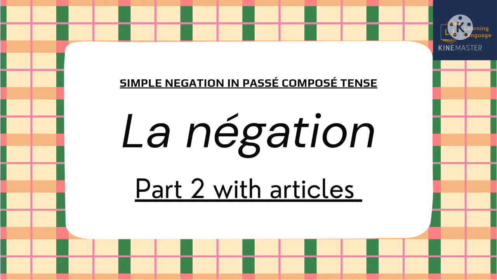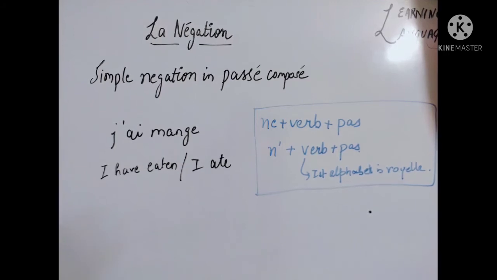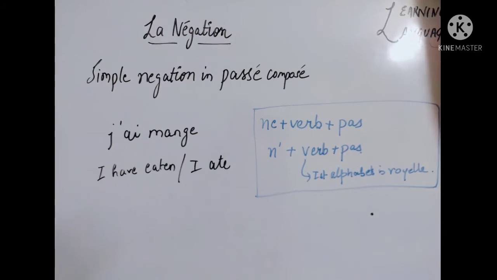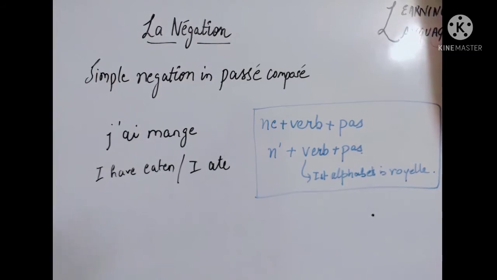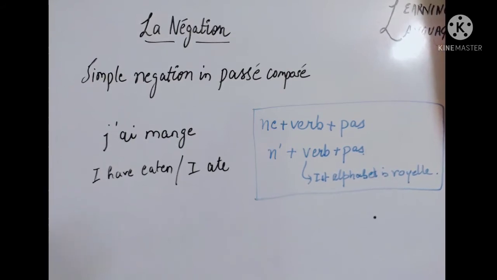Now, how to use NE PAS in passé composé? It is a past tense. So, how do you put NE PAS while using a passé composé? The formula is still the same: NE plus verb plus PAS. NE comes before the auxiliary verb and PAS after it. We drop the E from NE when the first letter of the verb is a vowel, so it will be an apostrophe plus verb plus PAS. Now, let's have a look at the example.